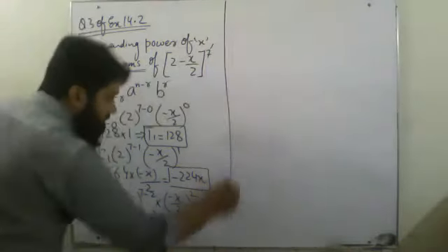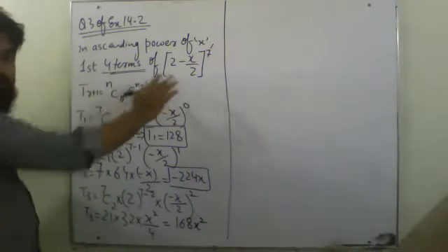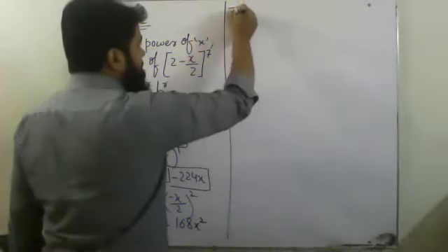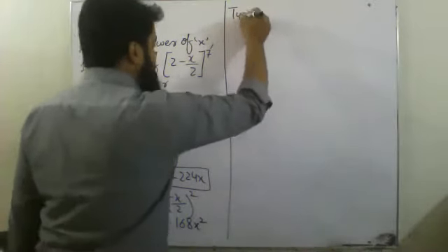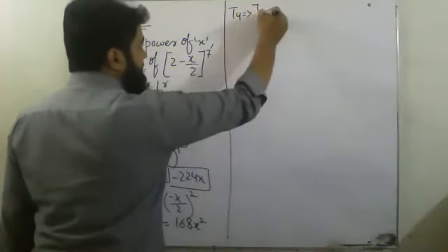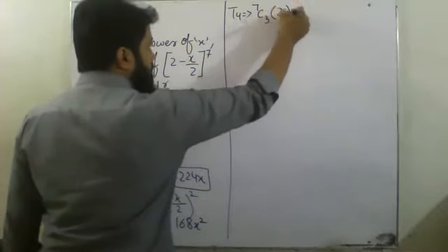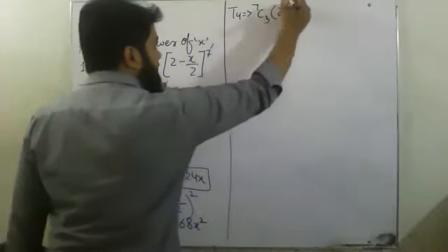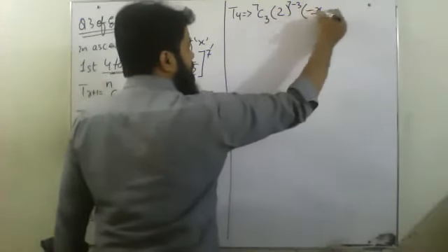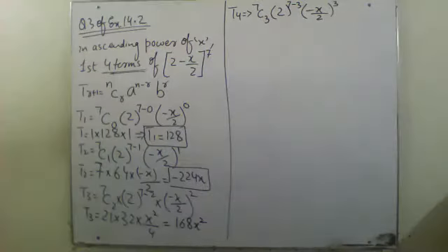The last term, as per the requirement of the question, not according to the extension of the expansion, is T4. What will be T4? T4 will be 7C3, since r is 3 for the fourth term, then 2 to the power 7 minus 3, then minus x over 2 to the power 3.